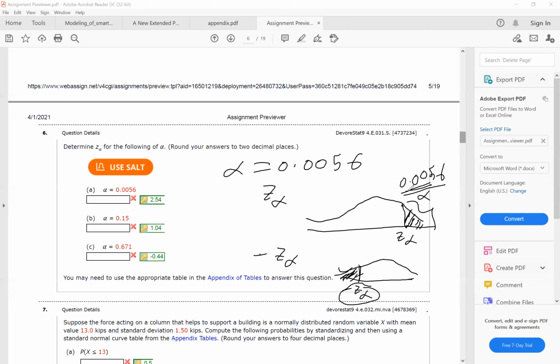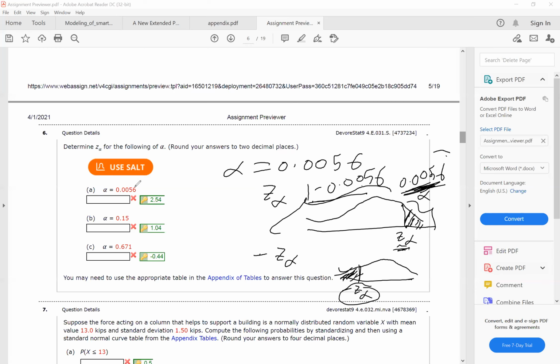So in the table, you can just look at this area 0.0056, or the other way, you can do 1 minus 0.0056, and if you look at this area in the table, then you will directly get this number, z alpha. So you can do either way. One way is to subtract this number from 1 and look at the table, and you will directly get this number. Or you can just look at this number and you will get a negative number, but ignore the negative sign. Just consider the positive number. Then you will get this z alpha. So this will be 2.54.